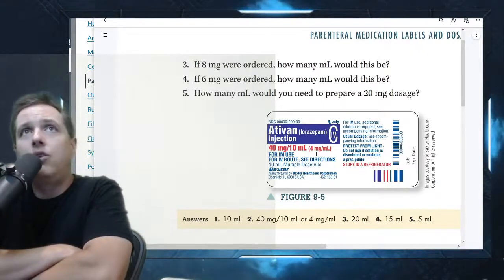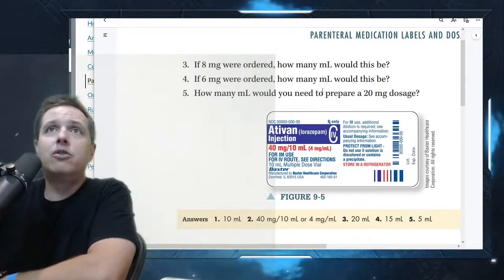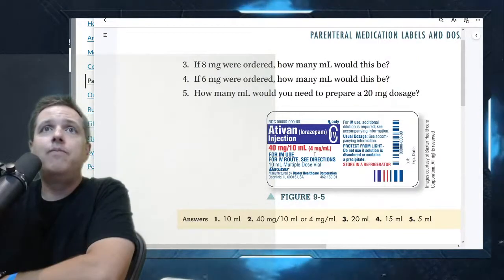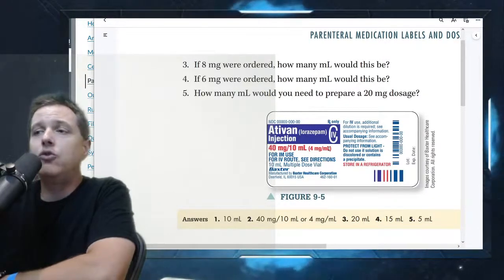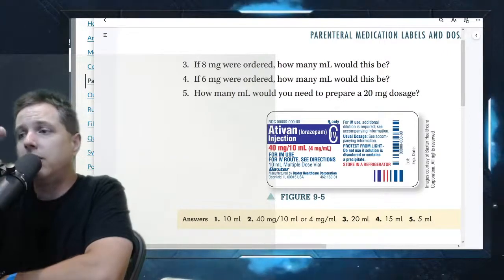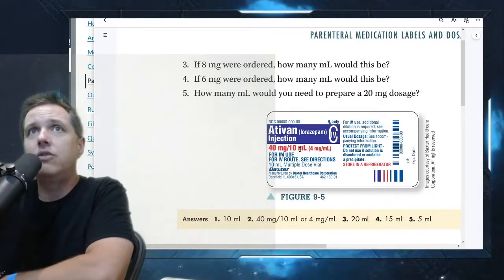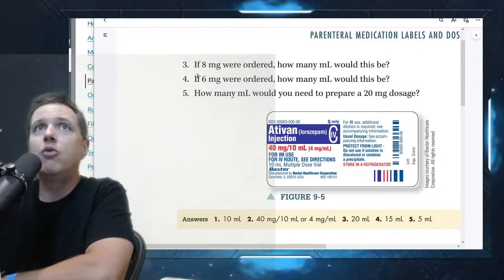Right. So let's say, what if 8 milligrams were ordered? How many milliliters would this be? Well, if there's 4 milligrams per milliliter and you're supposed to give 8 milligrams, then you want 2 milliliters, right? So 2 milliliters would give you 4 milligrams per milliliter, so you have 2 of them, and it gets you your 8. Right? What if it was 6?